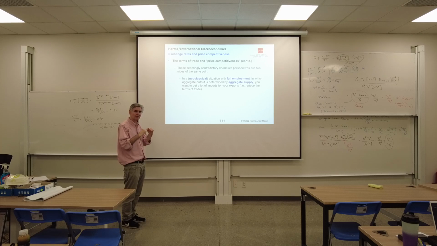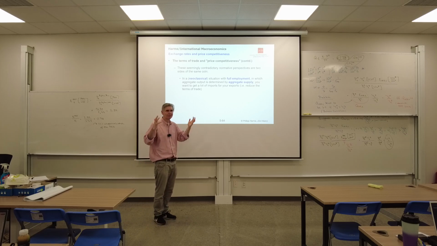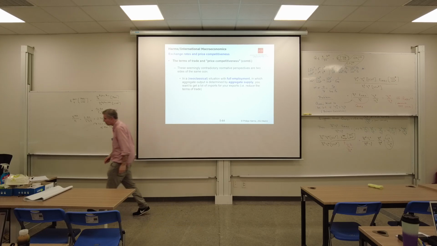Why? Well, because full employment is never an issue in trade models. These are usually full employment models. So aggregate demand is not an issue because it's just there. So you want to sell your stuff expensively, and you want to import the stuff that you import cheaply. That's the point.